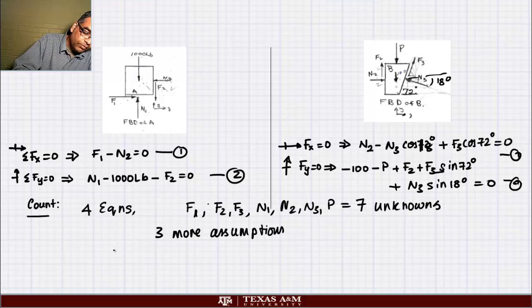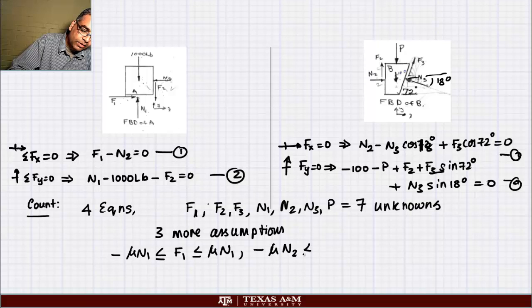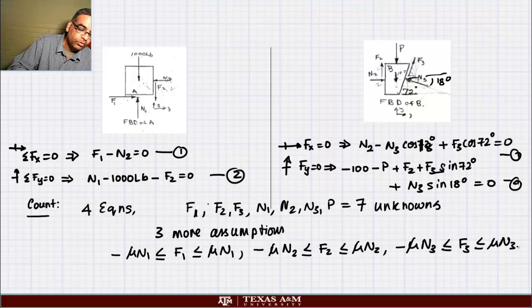And the 3 assumptions come from minus mu N1 less than or equal to F1 less than or equal to mu N1, minus mu N2 less than or equal to F2 less than or equal to mu N2, minus mu N3 less than or equal to F3 less than or equal to mu N3. So I have to look at the situation of impending slip, whether I am going to put this one or this one, this one or this one, this one or this one.